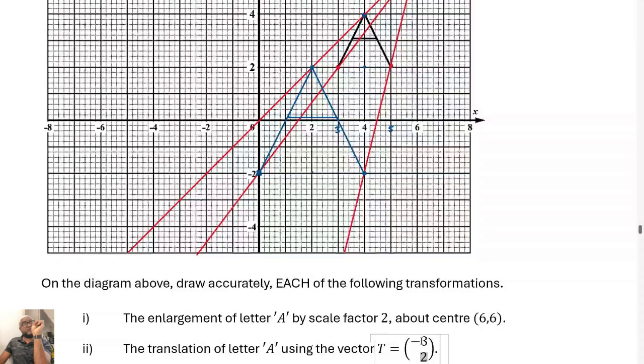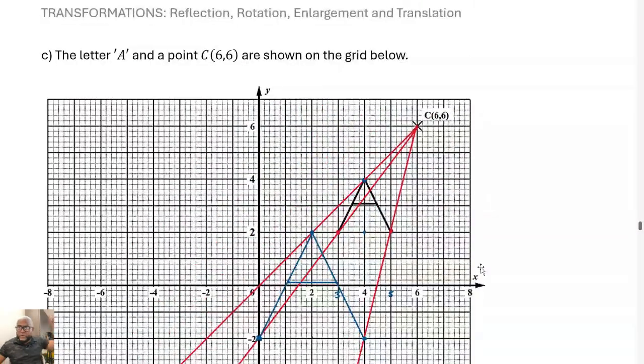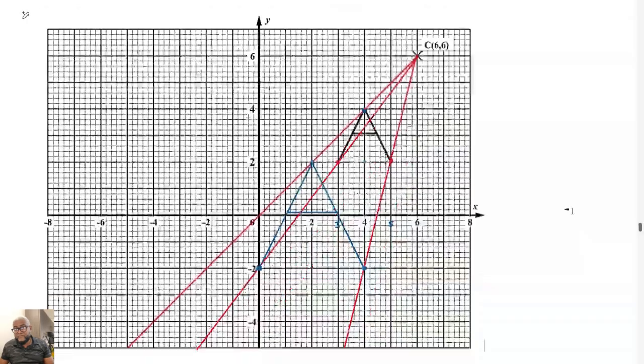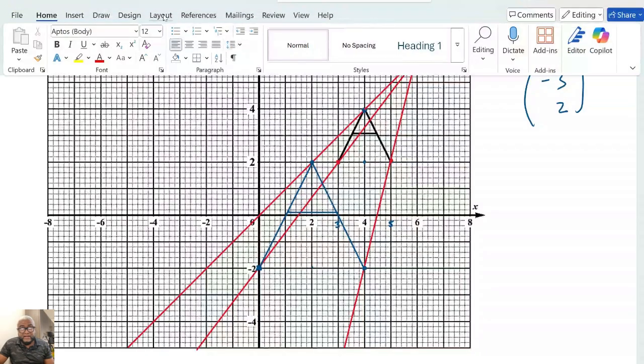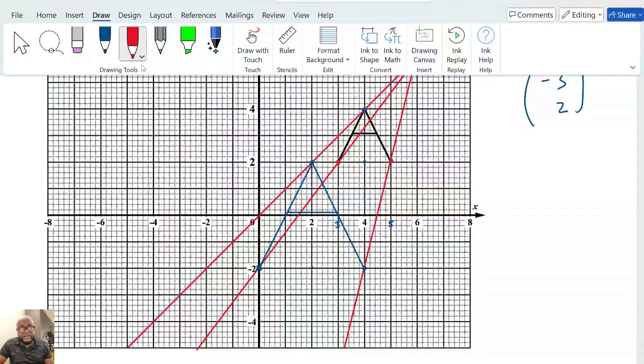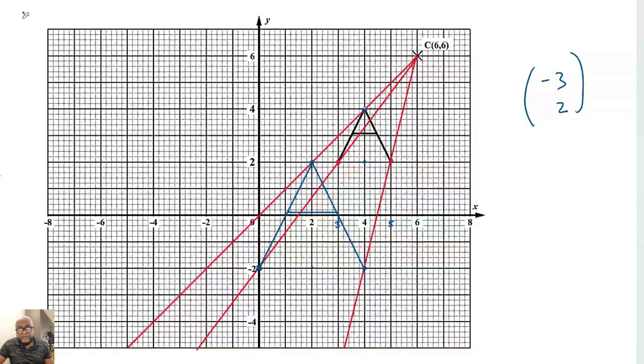So 3 points to the left, and then 2 up. Let me check 1 point. I'm starting at this point. The vector for our translation, also known as a slide, is -3, 2. So we slide. I start in here. I'm going to get a different color. We going in green. So we go in 1.